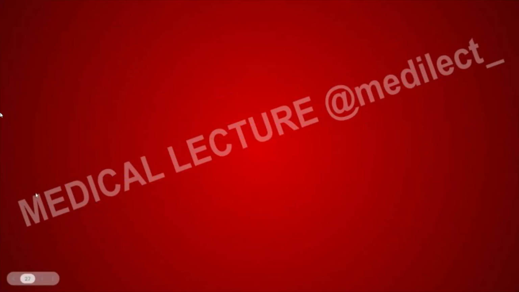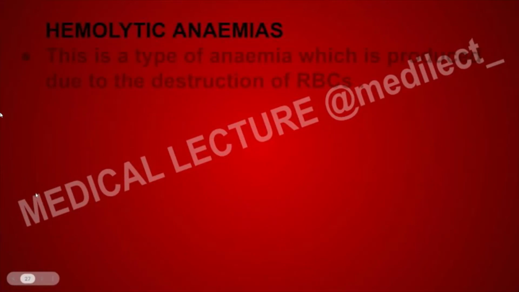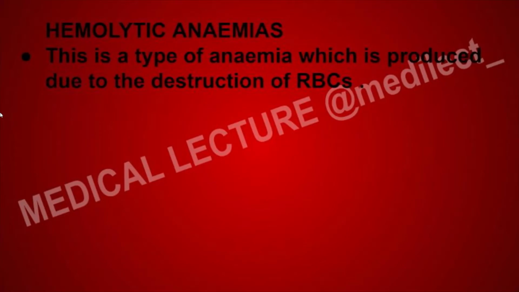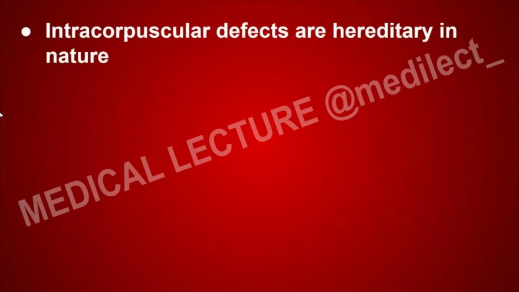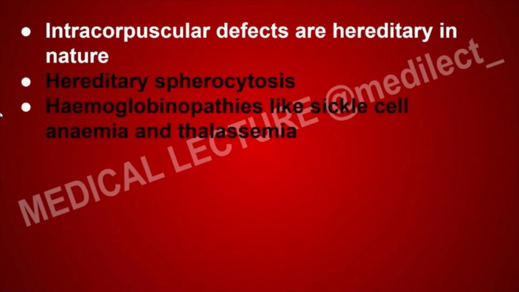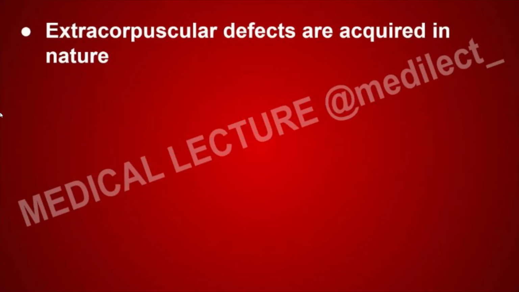Now, hemolytic anemias. This is a type of anemia which is produced due to the destruction of the RBCs. It can be due to intracorpuscular defect or extracorpuscular defect. Intracorpuscular defects are hereditary in nature. Hereditary spherocytosis is an example of this. Further, hemoglobinopathies like sickle cell anemia and thalassemia are also examples of intracorpuscular defect hemolytic anemia. Erythroblastosis fetalis, G6PD deficiency.